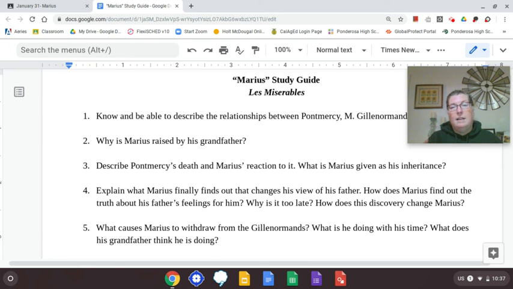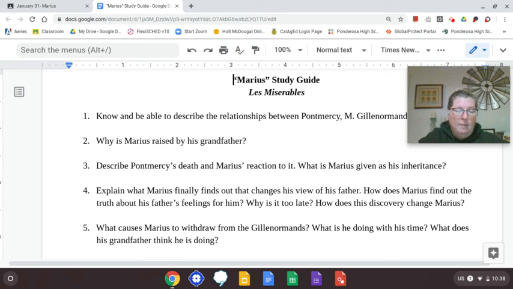So Marius gets these calling cards made. In those days, you would get a card made with your name on it, and when you introduced yourself to someone, you'd give them your card so they could remember who you are. And on the cards, he puts Baron Marius Pontmercy. So he takes on that Baron.